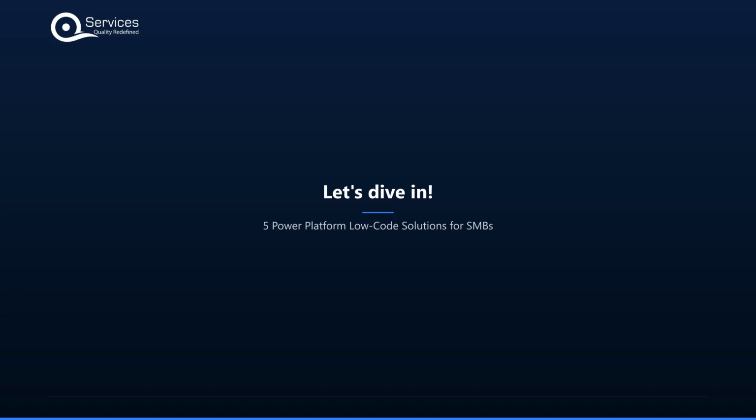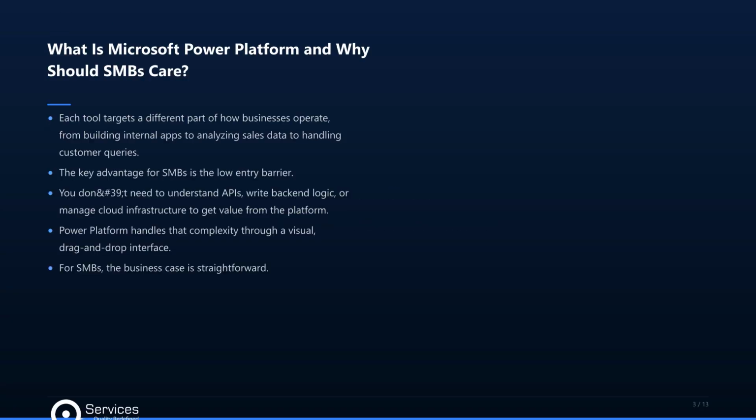So, let's get started. What is Microsoft Power Platform and why should SMBs care? Microsoft Power Platform for Small Businesses is a suite of 5 interconnected tools built on Microsoft Azure: Power Apps, Power Automate, Power BI, Power Pages, and Copilot Studio. Each tool targets a different part of how businesses operate, from building internal apps to analyzing sales data to handling customer queries. The key advantage for SMBs is the low entry barrier.